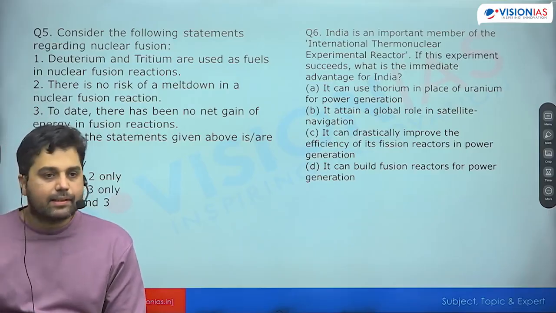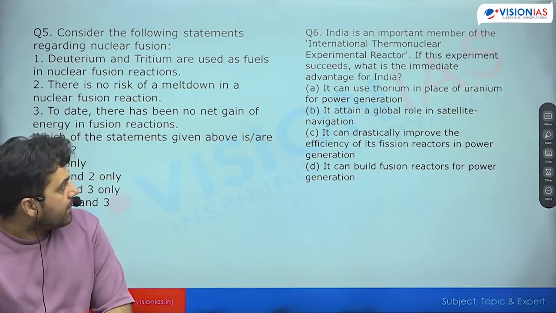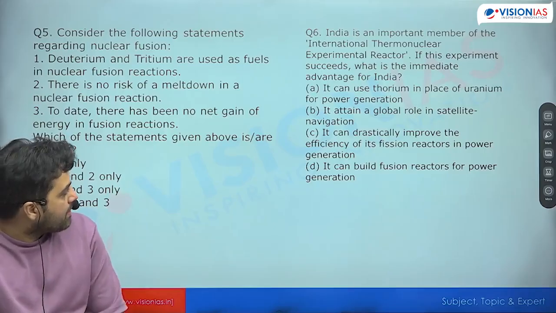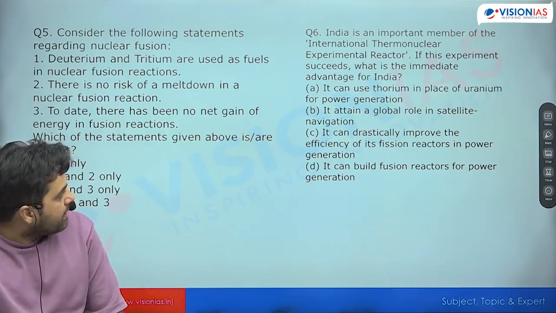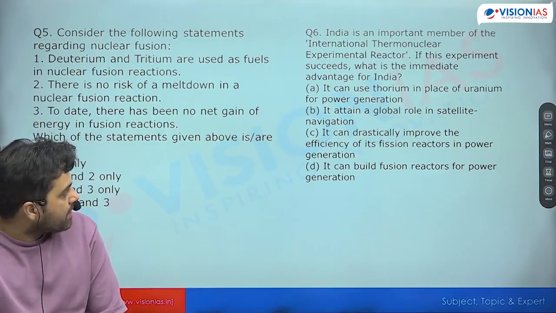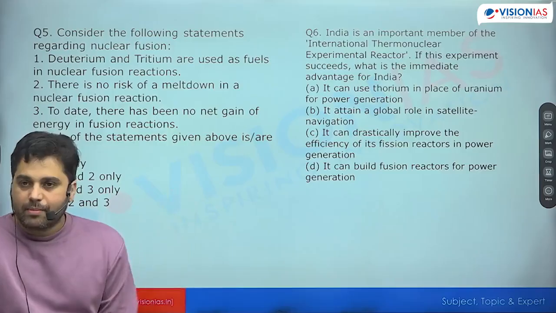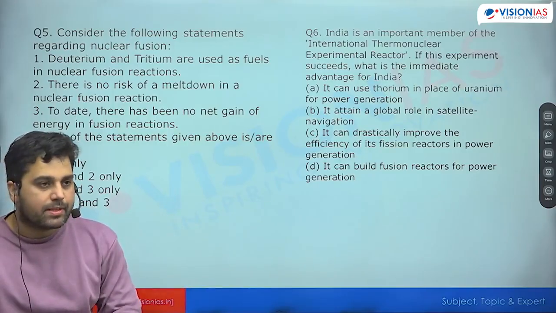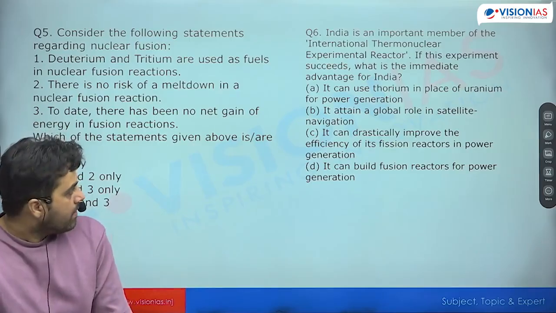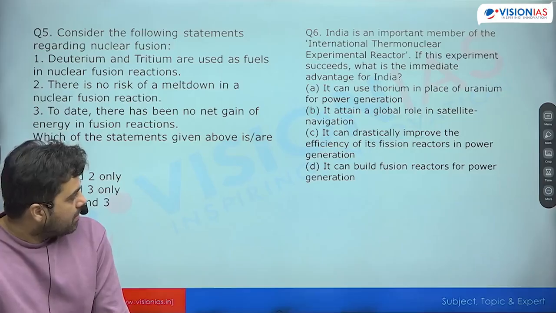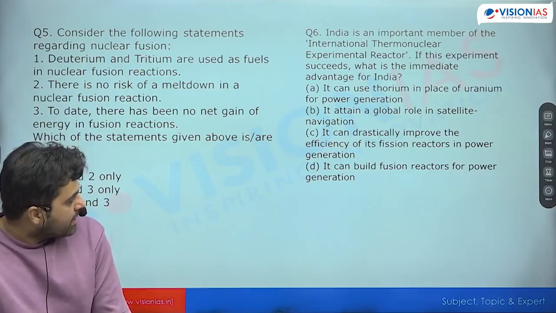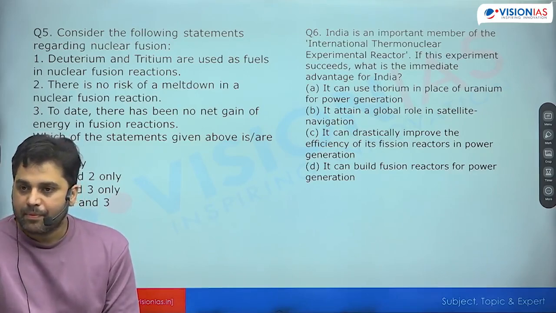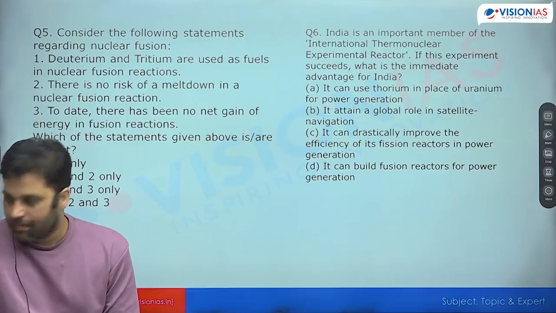Is everybody clear that answer is D here? India is an important member of the International Thermonuclear Experimental Reactor. If this experiment succeeds, what is the immediate advantage for India? It is about nuclear fusion. There is only one option which is talking about fusion. Rest of the options are not even talking about fusion: thorium in place of uranium, satellite, efficiency of fission reactor. It can build fusion reactor. Answer is D here. That is the only option which is talking about fusion.